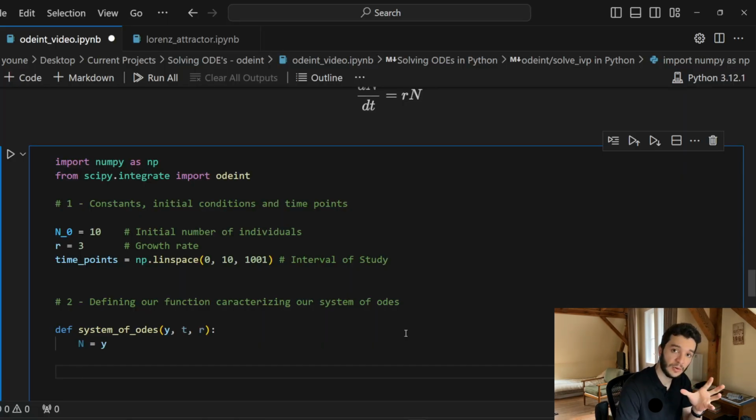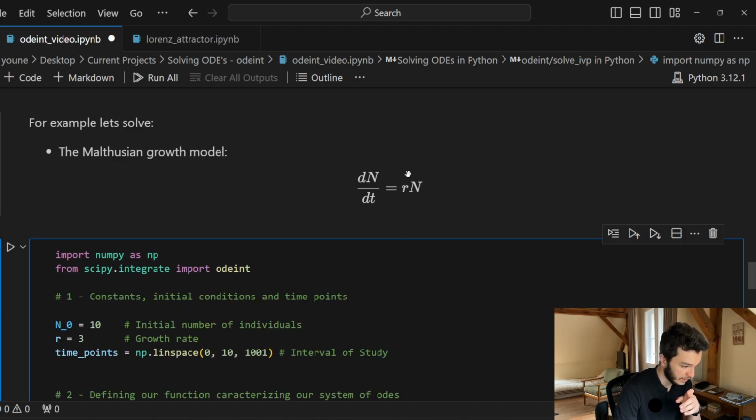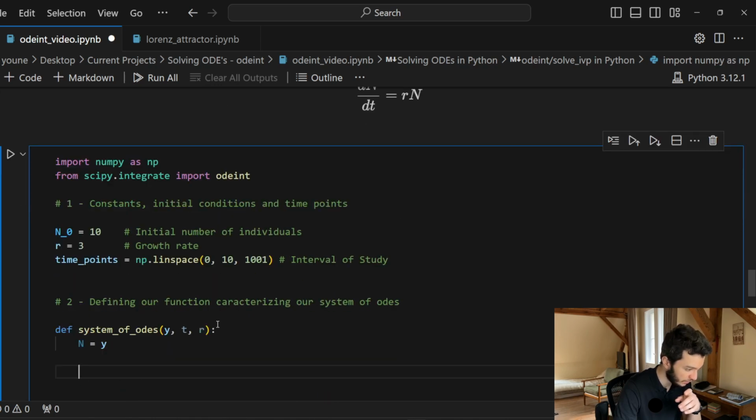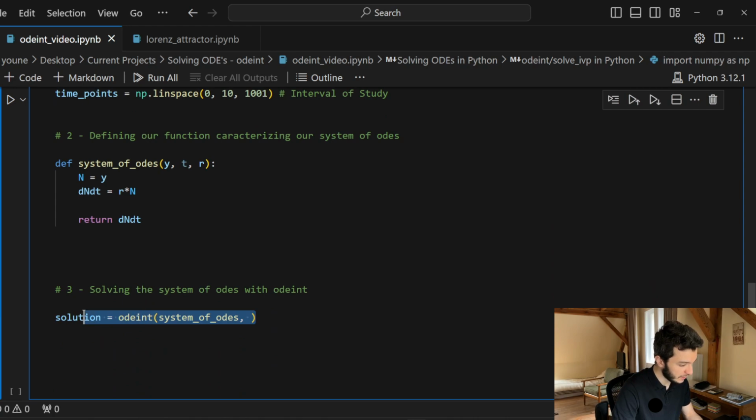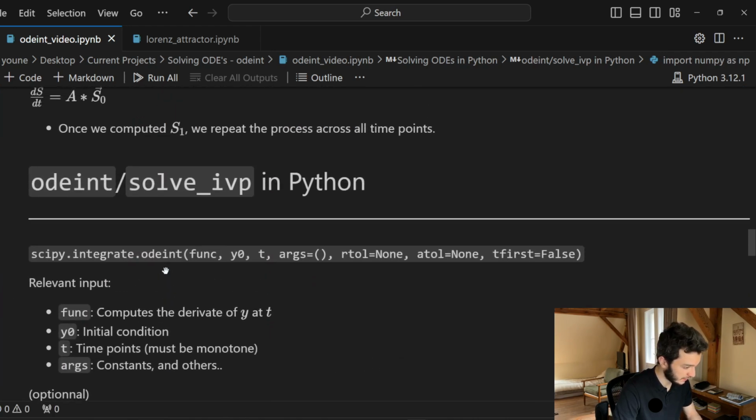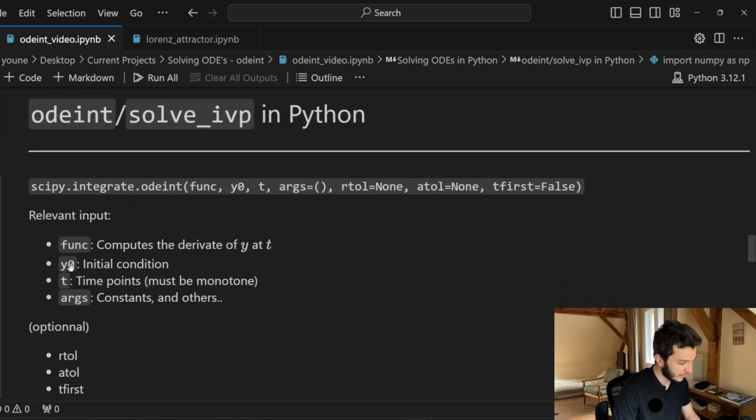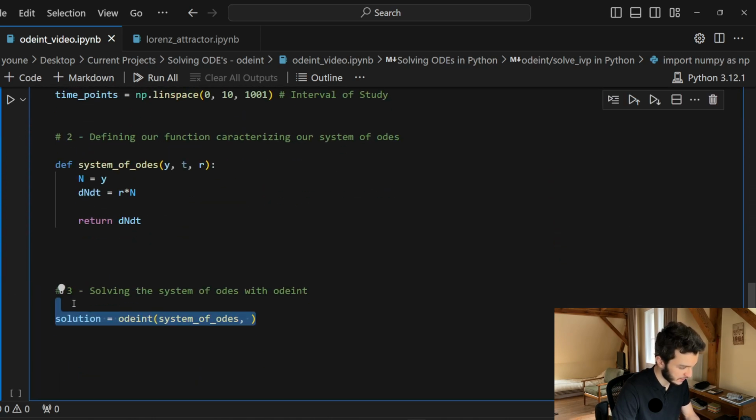It returns our ODE. And if we see here our ODE, r times n is equal to dn over dt, which represents our ODE right here. So we do a return r times n. Or you can be a bit more fancy and do dn dt is equal to r times n, and we return dn dt. Okay, very good. In this ODEin function, remember, we said that it takes a func, y0 to state the initial condition, time points, and arguments. Alright, so let's specify them.